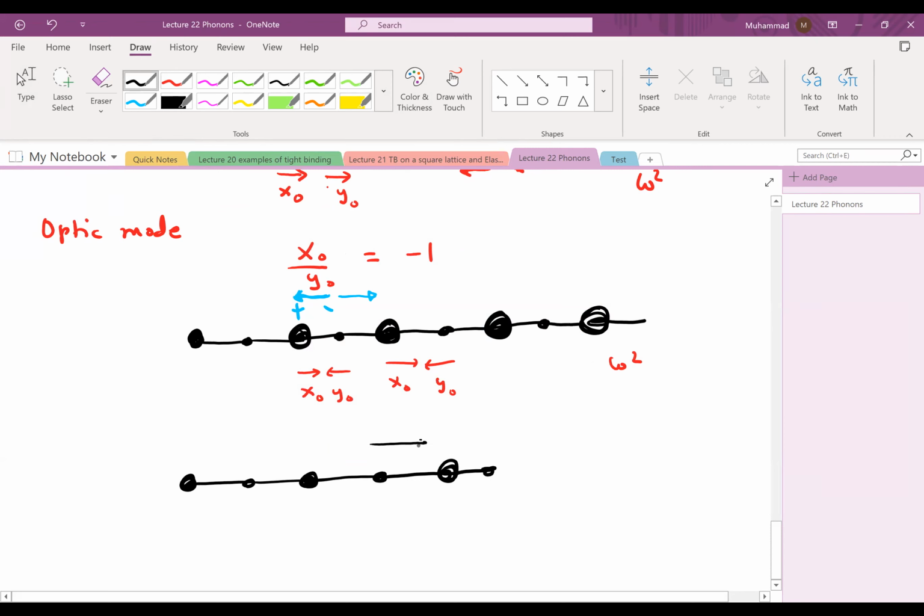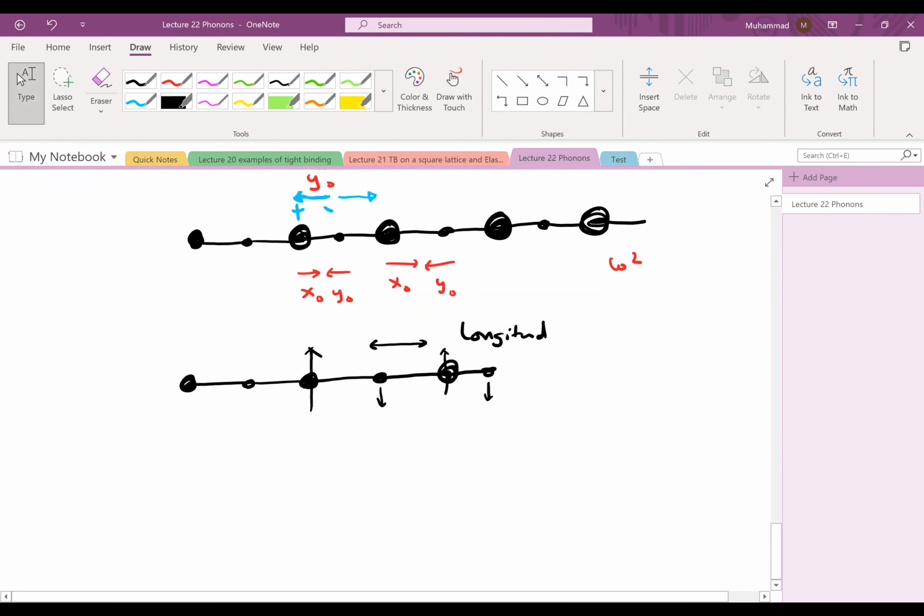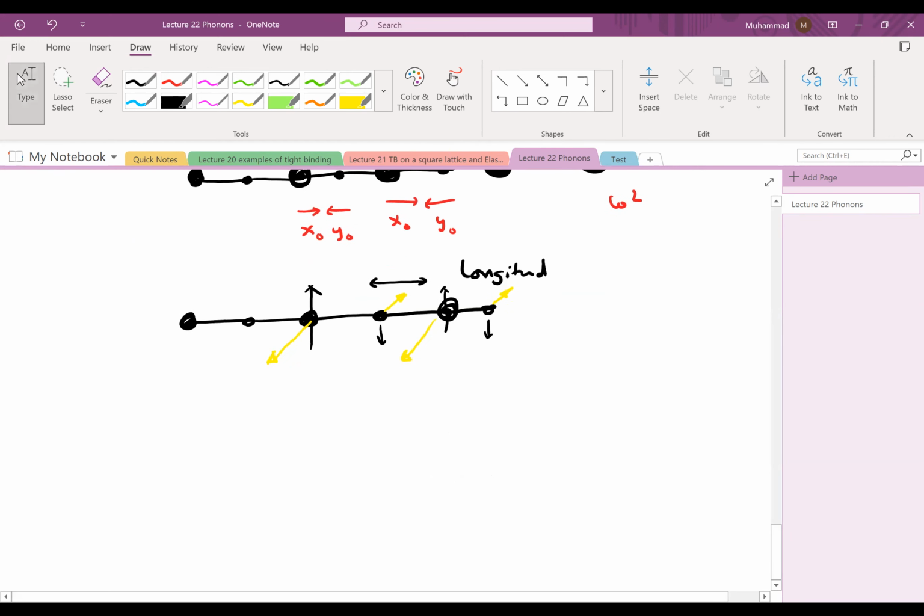So one possibility is longitudinal motion. Another possibility is that one of the atoms goes up, the other atom goes down, up, down. This is a kind of transverse oscillation. Another possibility is that one atom goes to the left, the other atom goes to the right. This is also transverse. So two kinds of transverse modes are possible, and each one of these oscillations will have a dispersion relationship of its own kind.